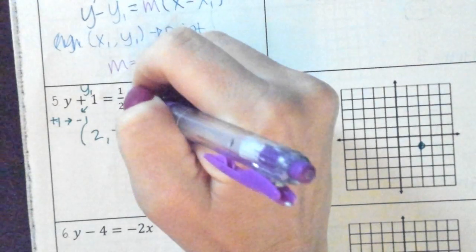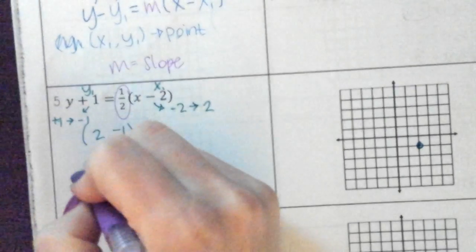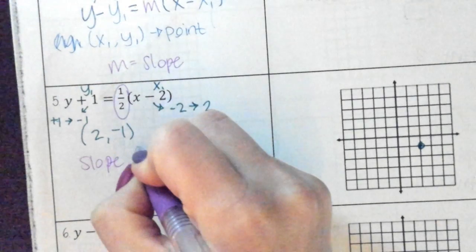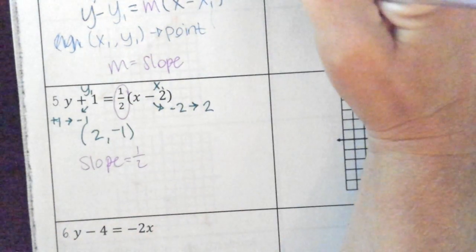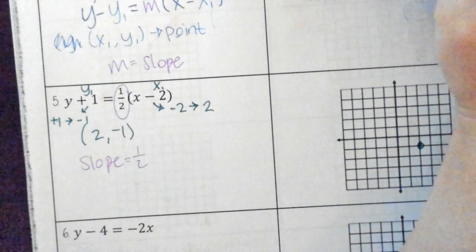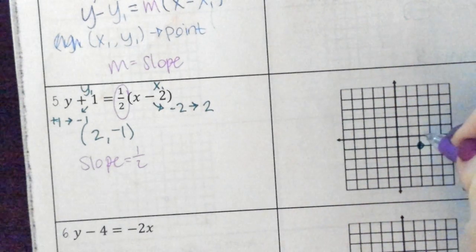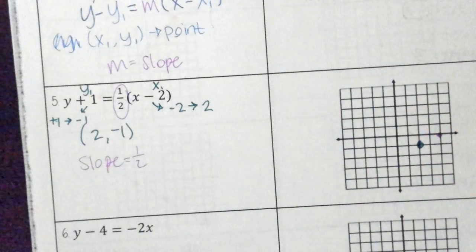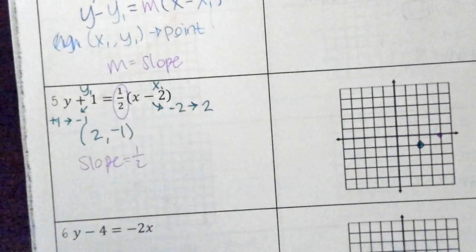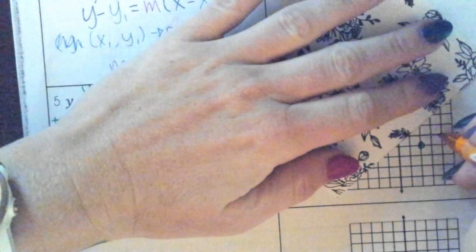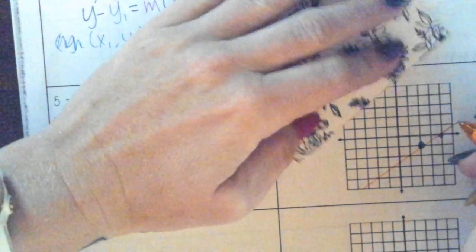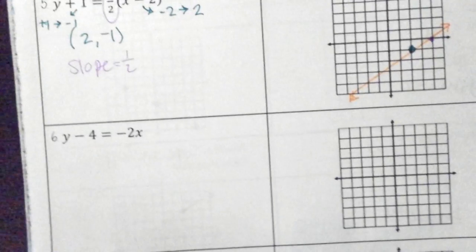And then my slope is just this number right here. So my slope is 1/2. So again, we're going to plot points based on slope. Up 1 over 2. And then we have our points and can connect our dots. That's it.